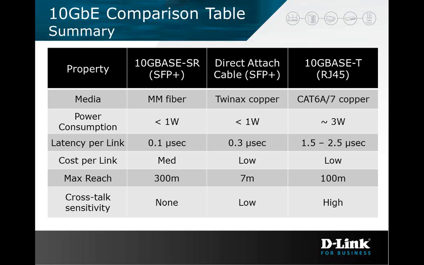And then 10G-base-T that we looked at as well, using Cat6A or Cat7 or better, either shielded twisted pair or unshielded twisted pair copper cabling. Power consumption is a little bit higher, about 3 watts. And that used to be a lot higher, by the way. But technology is improving every day, and we're getting that under control. Latency per link is not as good, 1.5 to 2.5 microseconds. There will be some applications where that's a deal breaker. But in a lot of applications, it's not a deal breaker, and 10G-base-T will be the way to go, because the cost per link is low, and as shown here, maximum reach is 100 meters. We do have to pay attention to crosstalk, of course.